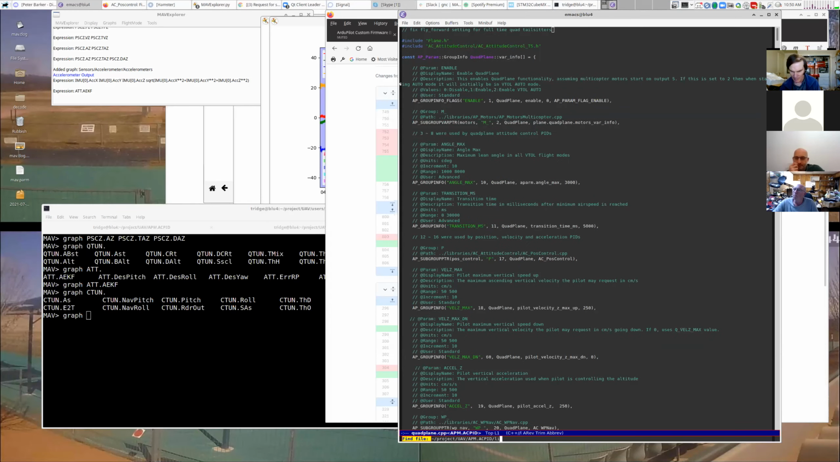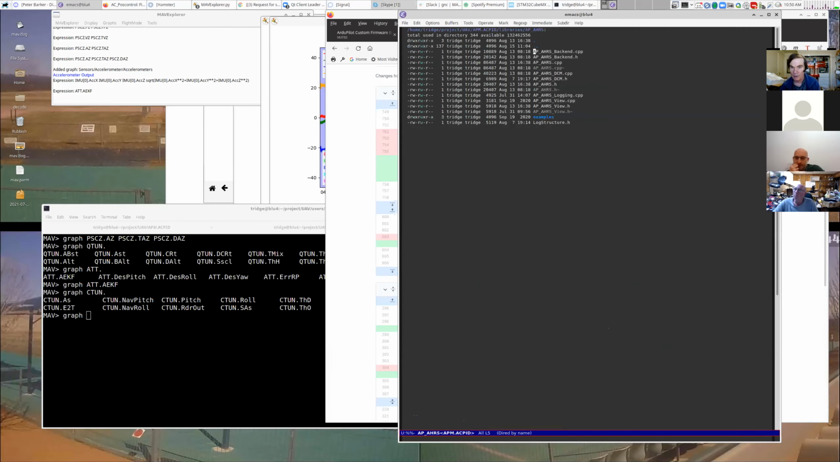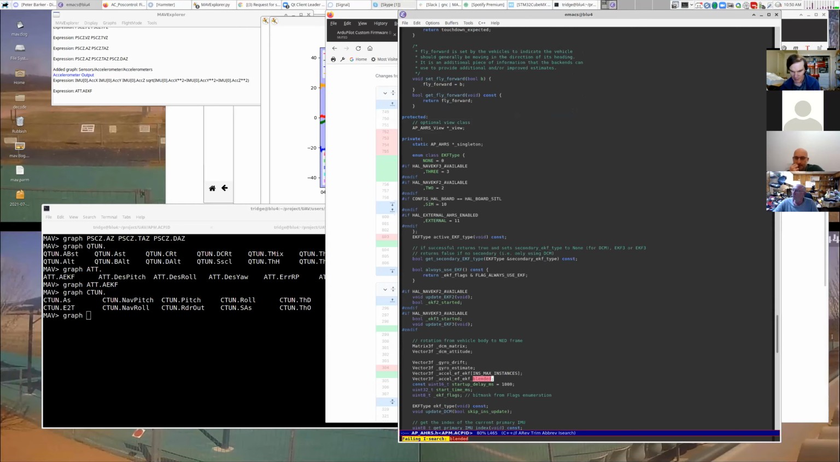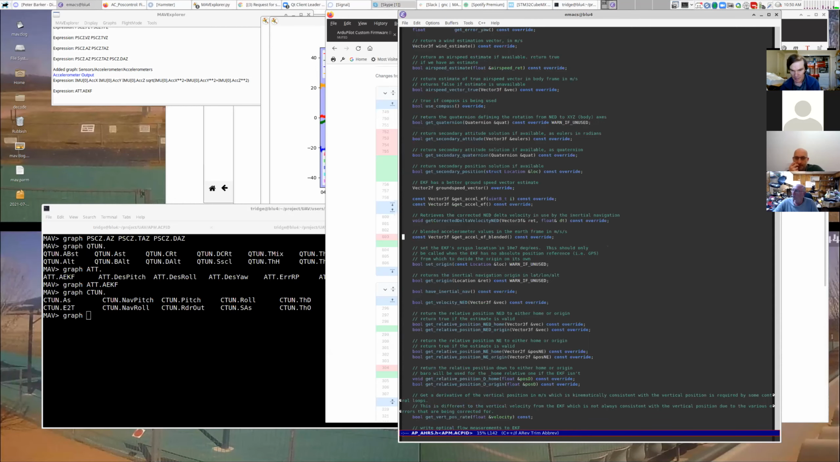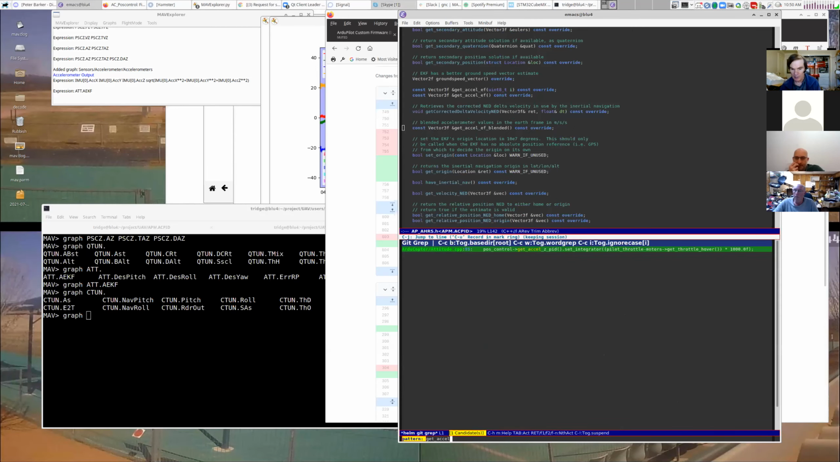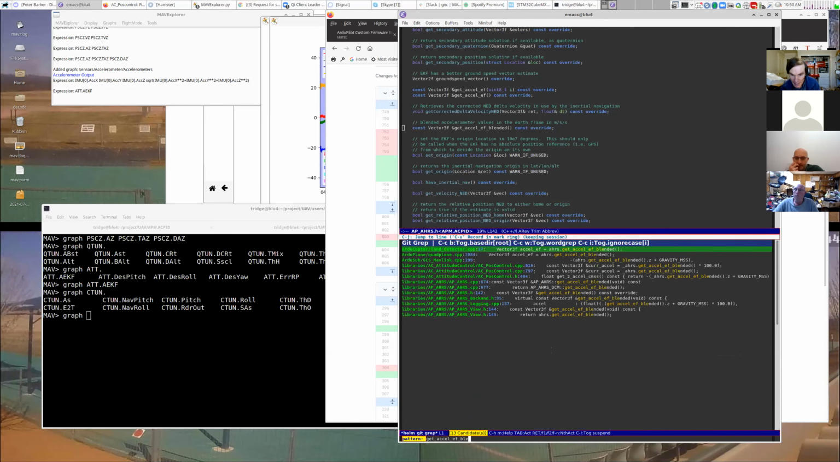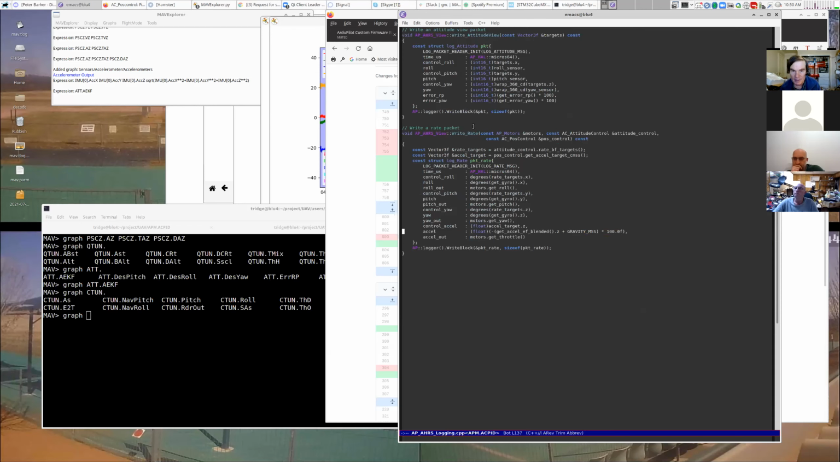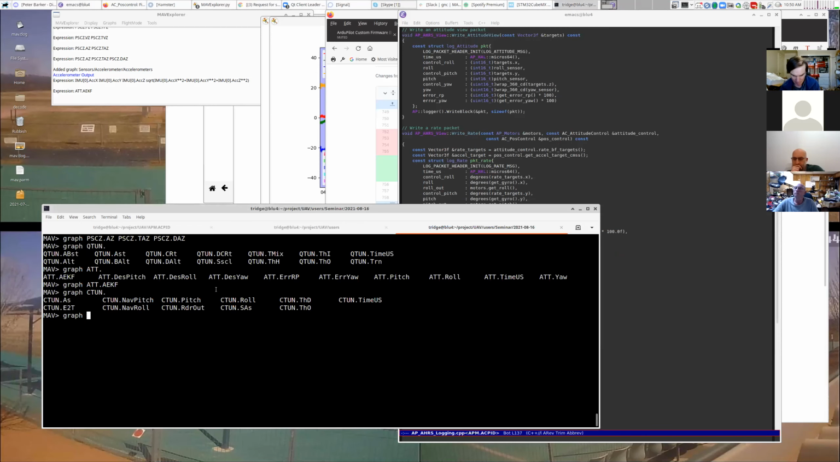So if we go in libraries, AP_AHRS, and we look at the name of the function. This is an older version of the code though, isn't it? So yeah, no, this is new. This is the other log. This is the new one. Okay, and so the logging here is, where's the logging? AHRS logging, AP_AHRS logging. It is in the rate packet, graph rate.